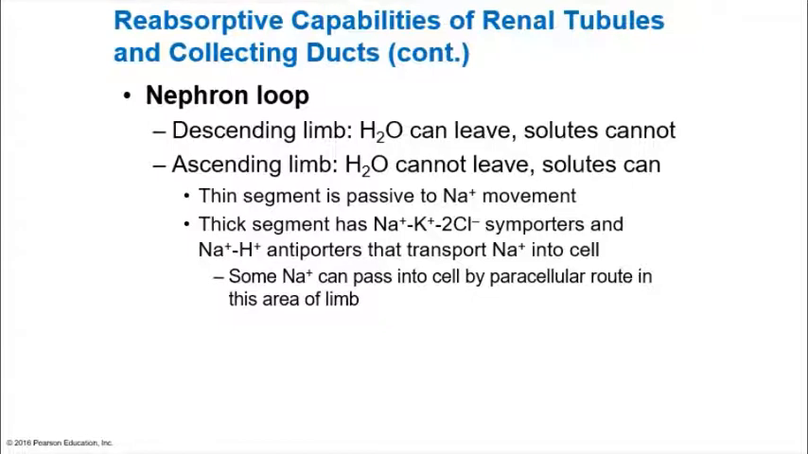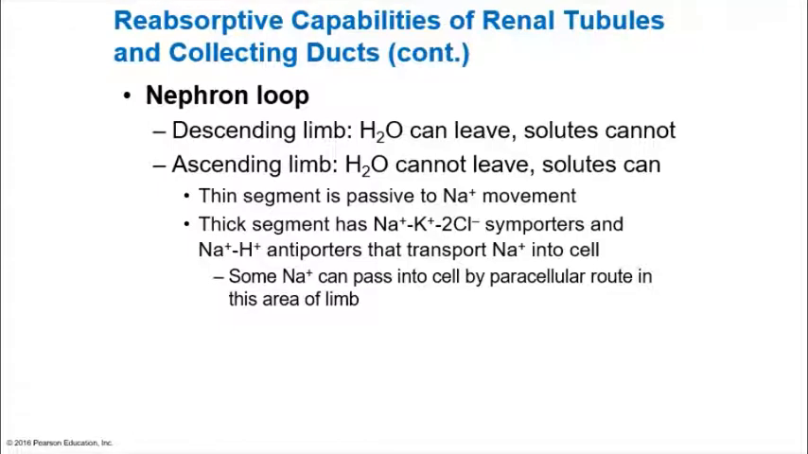While it's the opposite in the ascending limb. Water in the ascending limb cannot leave, but solutes could leave a cell. So, because of this, we could tell the reabsorption. Your descending limb, because water could move, will reabsorb water. And your ascending limb, because solutes could move, will reabsorb solutes, like sodium and potassium.